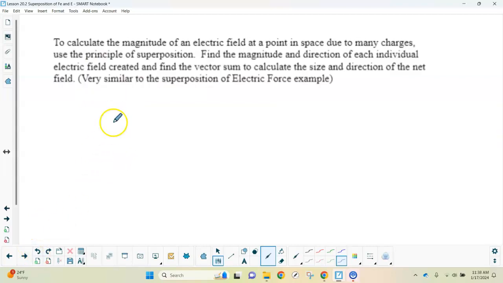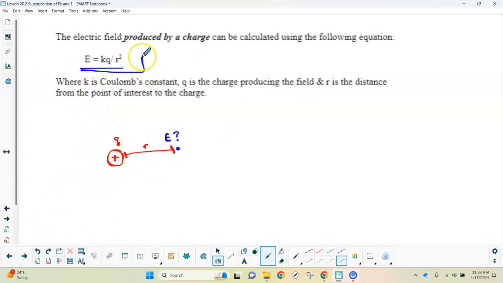So to calculate the magnitude of an electric field at a point in space due to many charges, you've got to use superposition. It's basically the same idea we just did in the beginning of this video, where you drew vectors and you determined the amount of each vector at a particular point, and then you have to do vector math or trig to figure it out. So very, very similar to superposition of electric force. So I'm not going to go through an example with that because it's basically just using this equation for multiple charges in space. So if this is the point, from this positive, it would influence it going that way. So that's the electric field.